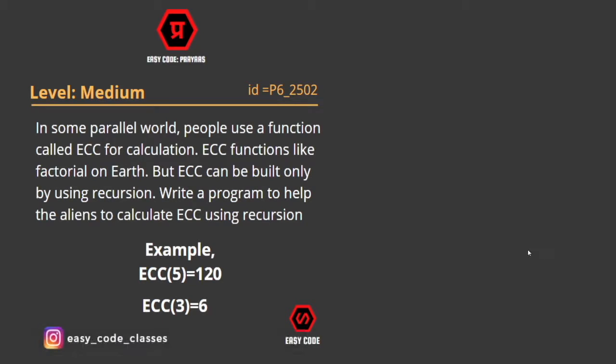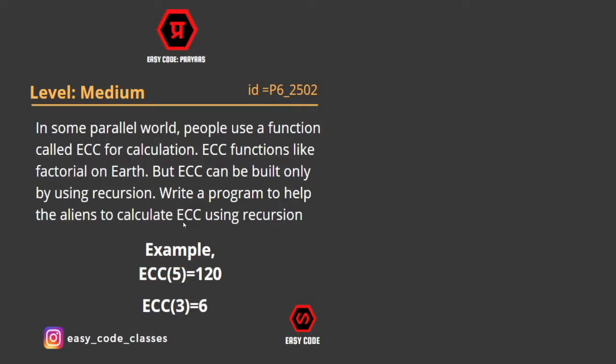ये सवाल हमने हमारी प्रयास ग्रुप्स में 25 फरवरी को डाला था। अभी हम देखेंगे कि क्वेश्चन क्या कहता है। In some parallel world, people use a function called ECC for calculation. ECC functions like factorial on earth, but ECC can be built only by using recursion. ये जो ECC नाम का फंक्शन है, ये सिमिलर एज टू फैक्टोरियल है, ठीक है। तो we have to write a program to help the aliens to calculate ECC using recursion.